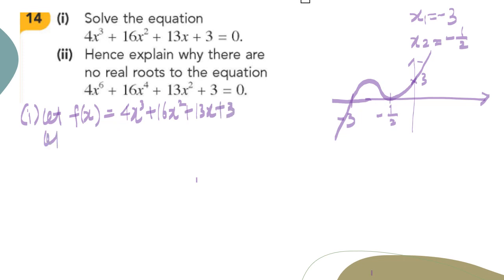I'm going to let x equals negative 3. So f of negative 3 will be 0. It makes sense that the remainder is 0 because x equals negative 3 is the root of your cubic equation. Hence, you should not have any remainder. So therefore, x plus 3 is a factor.